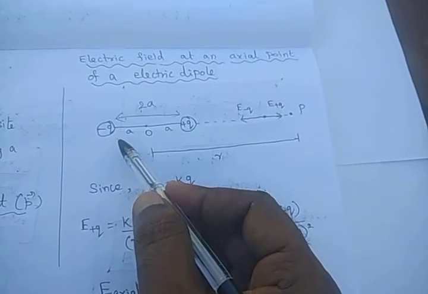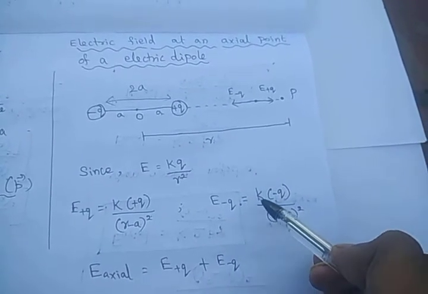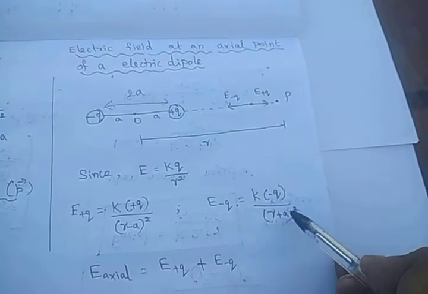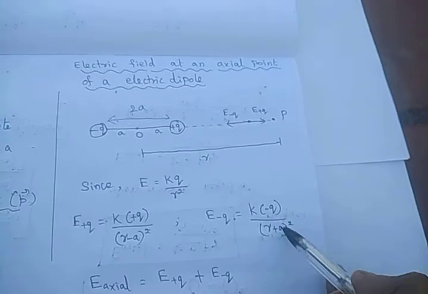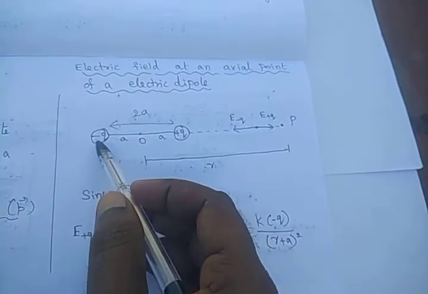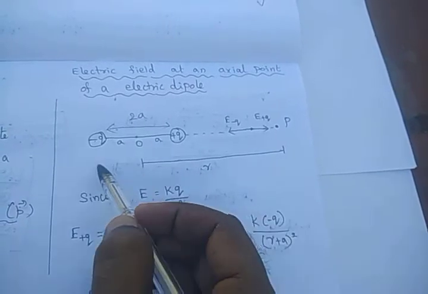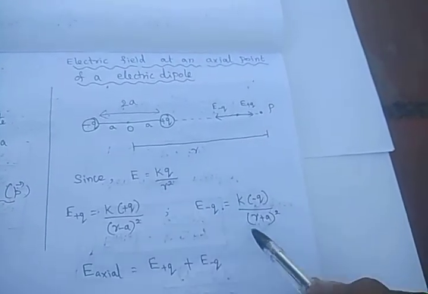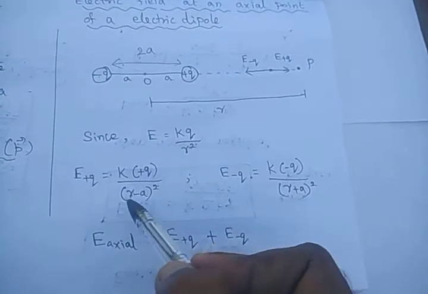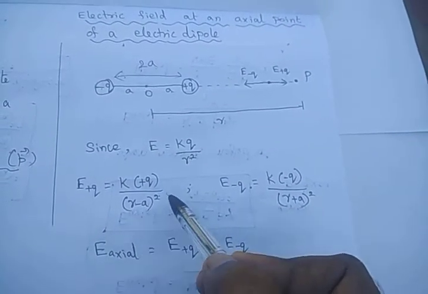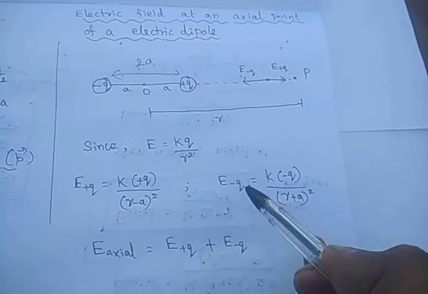Similarly for the negative charge also. The electric field due to the negative charge, E minus q, is equal to k into minus q divided by r squared. What is the distance between the negative charge and the point P? It is r plus a. Hence instead of r we have to write (r plus a) the whole square. Students, understand why we are writing (r minus a) the whole square for plus q and (r plus a) the whole square for the negative charge.